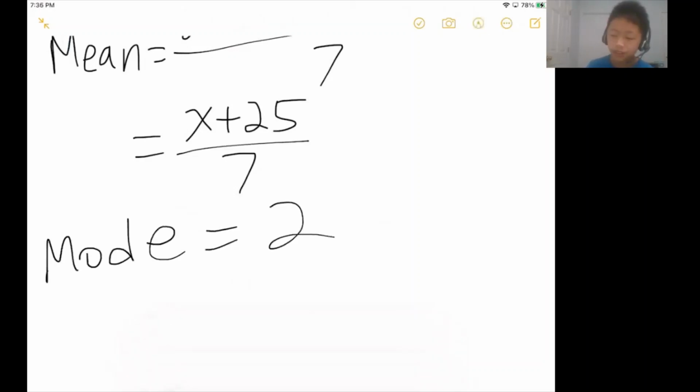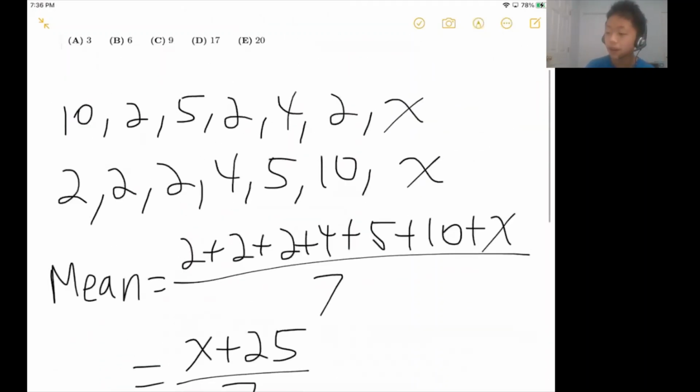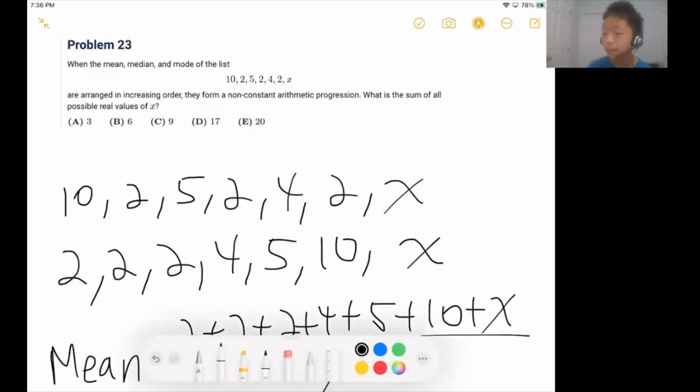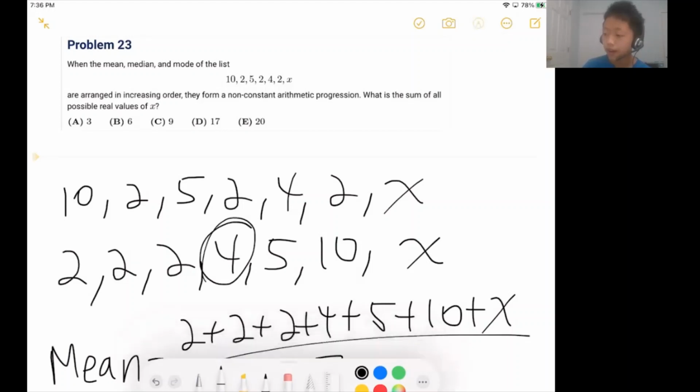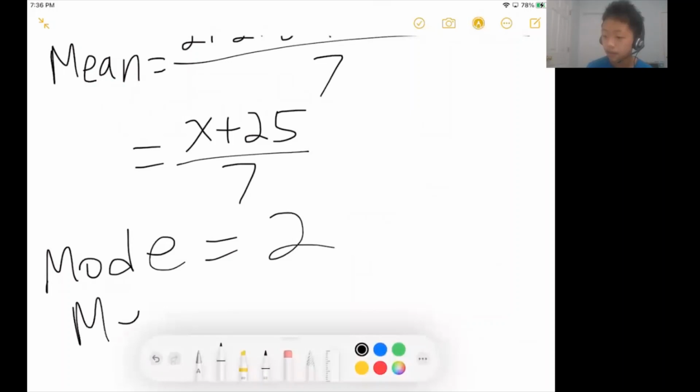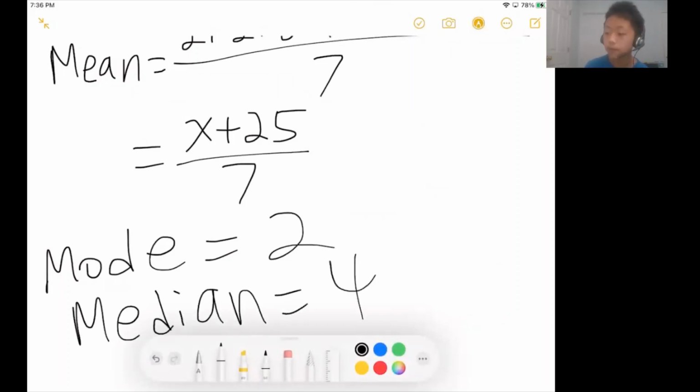And the hard part here is calculating the median. The reason the median is kind of hard to calculate is because we don't know how large x is. For example, if x is really, really large, then the median is the middle number, and the middle number is going to be 4. So in that case, the median is going to be 4. So let's first calculate this case, when the median is equal to 4.